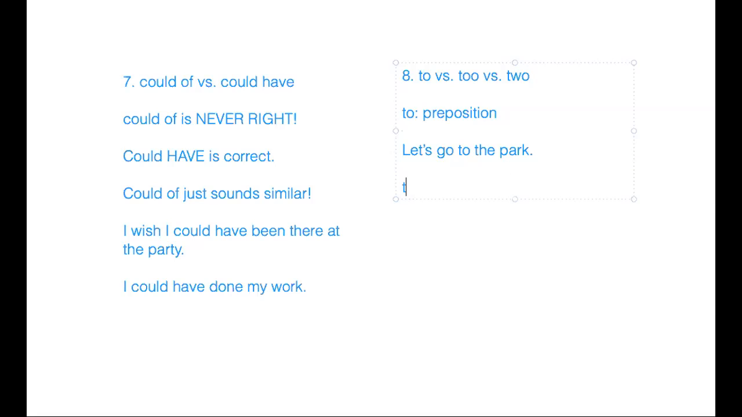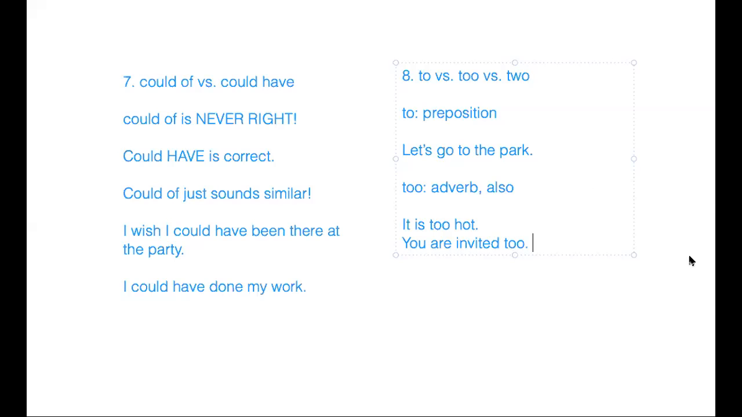So for T-O-O, it's an adverb, should you care to know. Like it's too hot or too cold. And we're saying it's also, it's too hot, but also much of something. It is too hot. Or you are invited too.